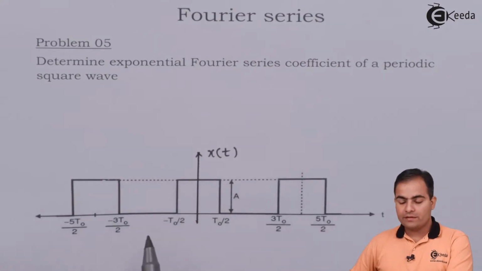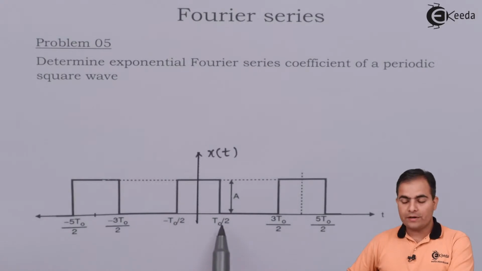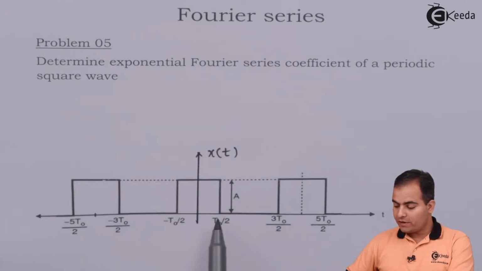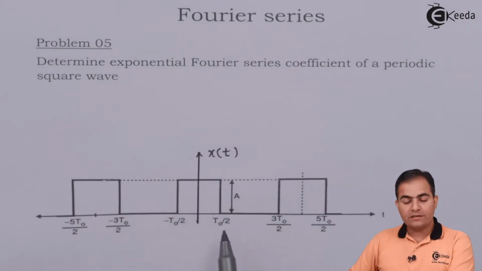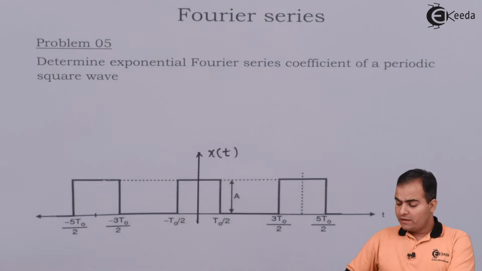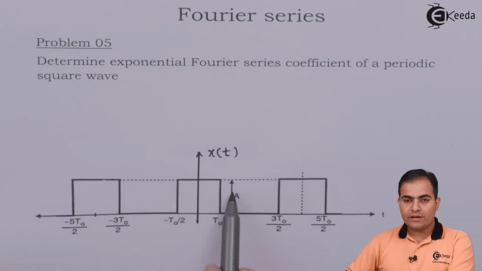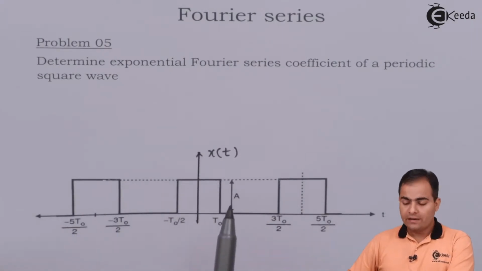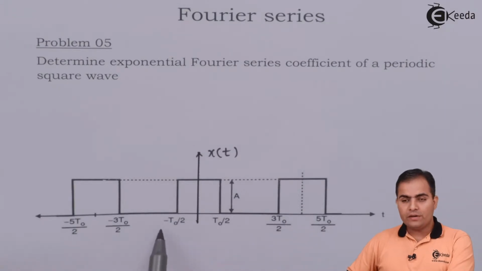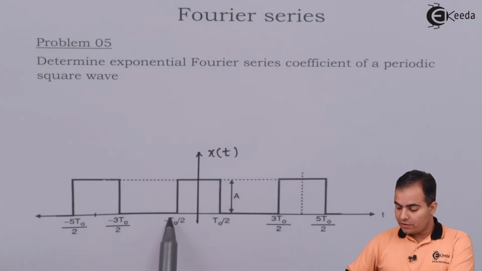This is the square wave where the sample is present between minus t naught by 2 to t naught by 2, and from t naught by 2 to 3 t naught by 2 the amplitude is 0. That's why this periodic square wave is also considered a pulse train. In this function, x of t, the highest amplitude of all the pulses or square wave is a, and we will solve only one period, because our period is starting from minus t naught by 2 to 3 t naught by 2.